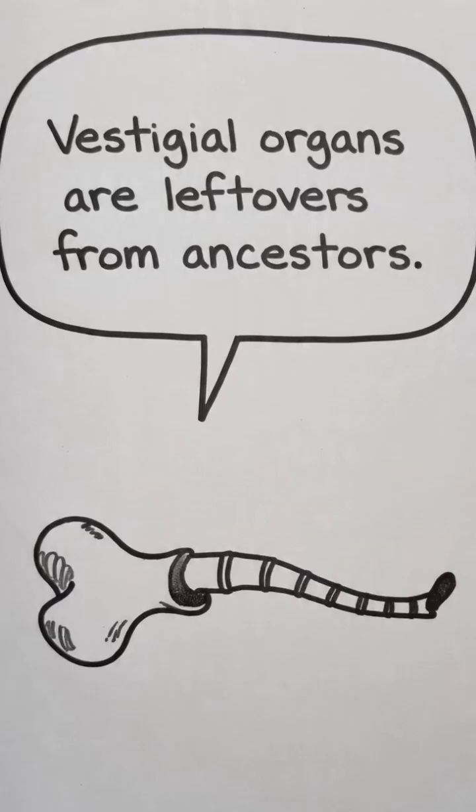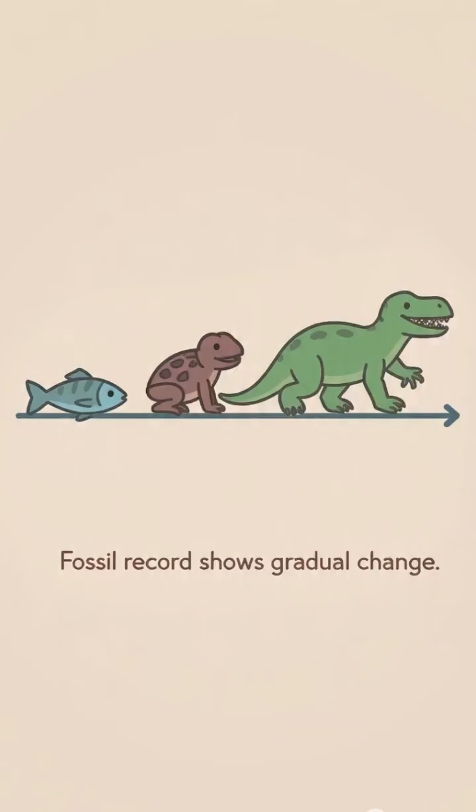Vestigial organs such as the human tailbone are evolutionary remnants. They highlight traits inherited from ancestors that are no longer functional. A fossil timeline showing fish, amphibians, or reptiles illustrates gradual transitions over geological time. Students see evidence of cumulative evolution.